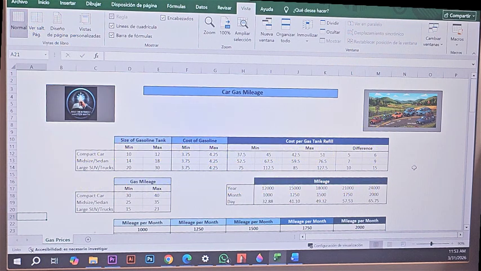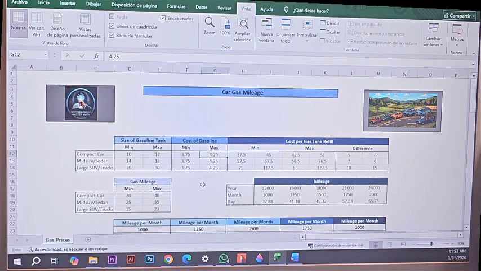So now that we've talked about the size of the gasoline tank for the compact car, mid-size sedan, and large SUV trucks, and their gas mileages, now let's discuss how much the difference is between going to the more expensive gas station and the more affordable one. So in my area, we saw that the more affordable one was $3.75, and the more expensive one is $4.25. This is all, of course, assuming that all of these cars are using the same type of gasoline. So that's one of our assumptions.